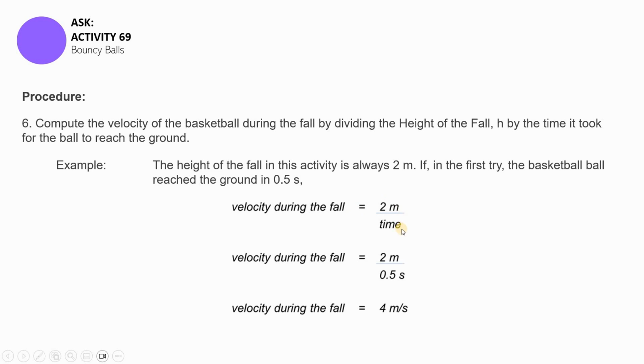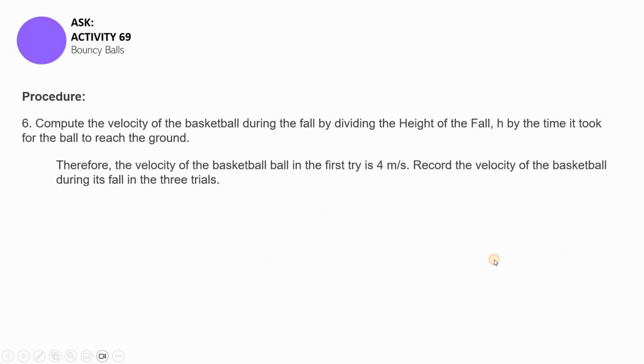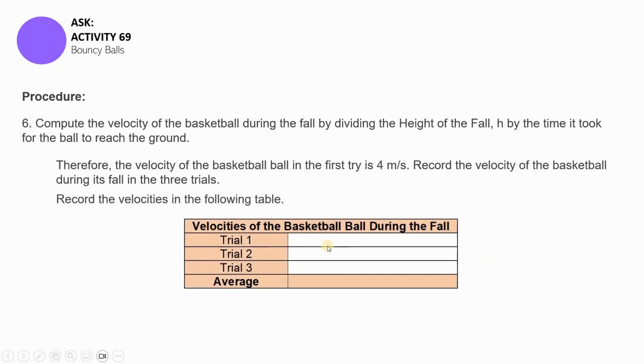So again, distance over time. So distance is 2 meters, time is 0.5 seconds. You divide that, you'll get the velocity, which is 4 meters per second. All right. Now you'll be putting the data over here. So trial number 1, number 2, and number 3, and then get its average.